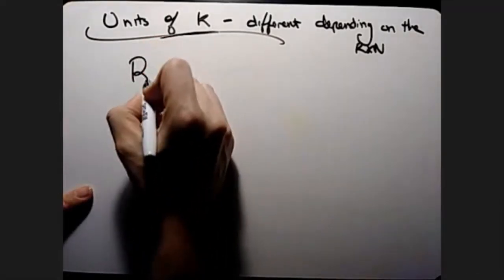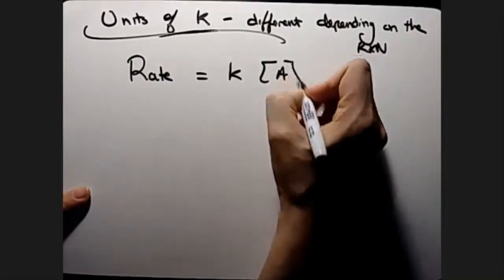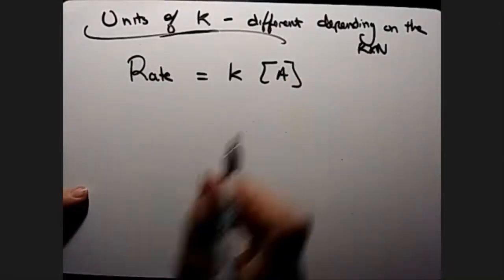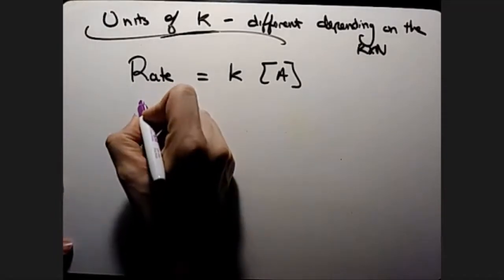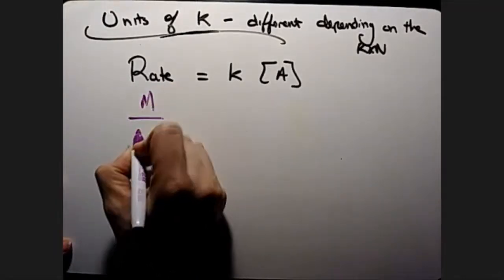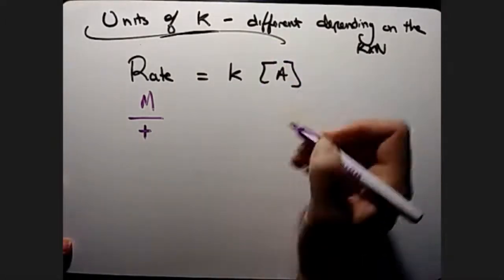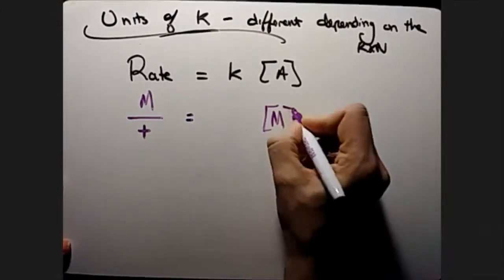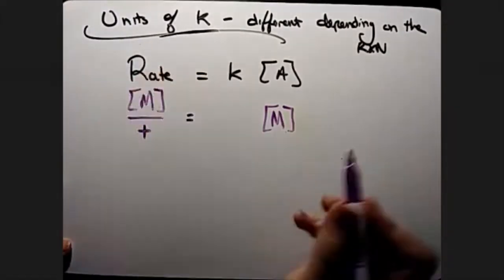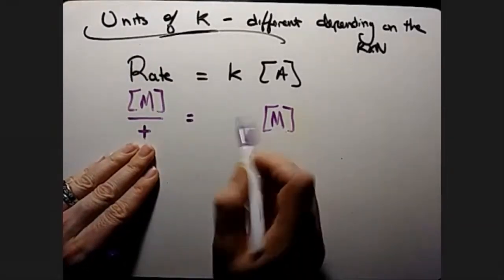So let's take a look at a very simple example. What if we looked at rate equals K times the concentration of A? And we need to try and figure out the units with respect to K. Okay, well, rate is pretty easy. It's a change in molarity over a change in time. And square brackets always imply molarity.